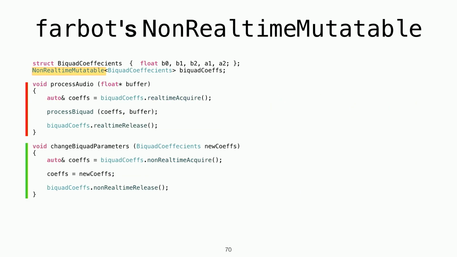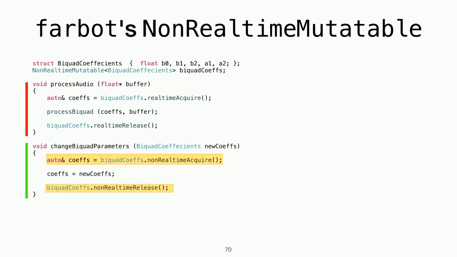Because that's quite complicated, what we really want to do is combine that into a nice paradigm. And in Fabian's Farbot library, we have this non-real-time mutatable object. It's templated on the type of data that you're storing, and then we simply have this bytecode curves all wrapped up into one. Conceptually, it's the same usage. You do a real-time acquire to return you a reference to the object that you want to use, do your processing, and once you're done with that, you do a real-time release. And internally, that's just doing this null pointer swap.